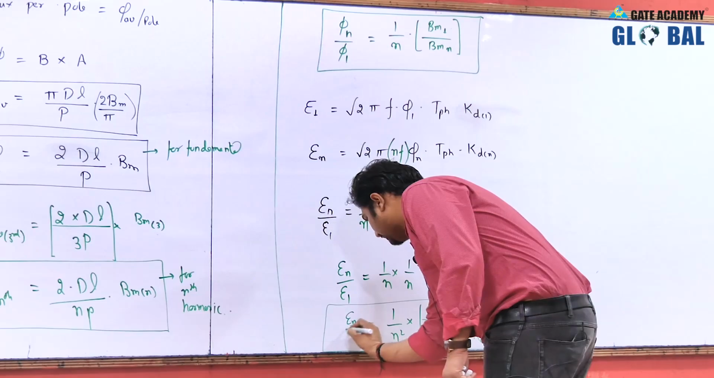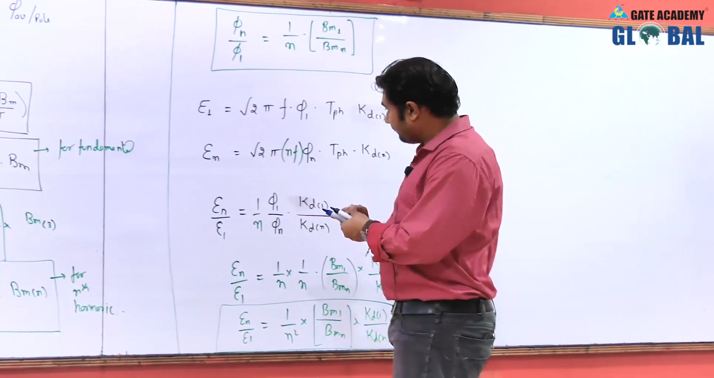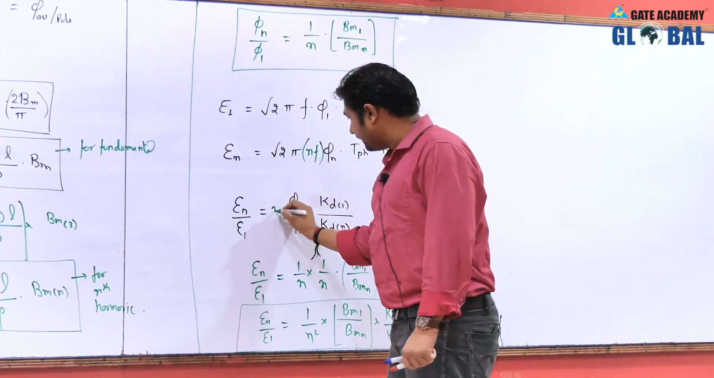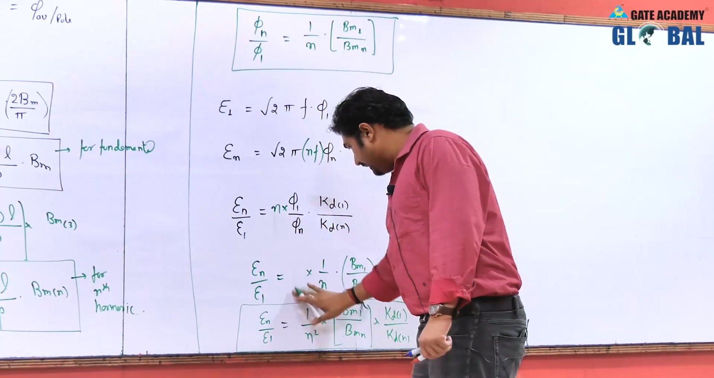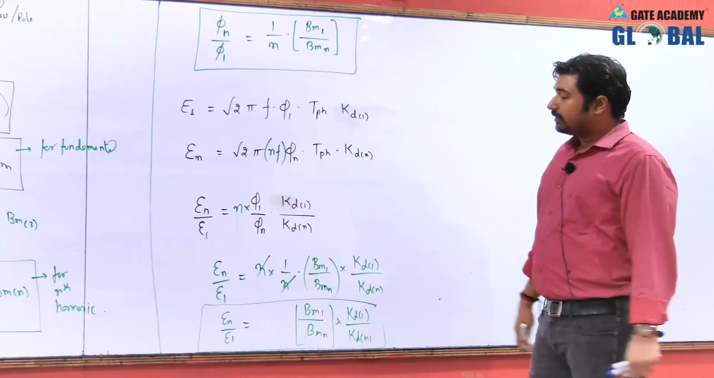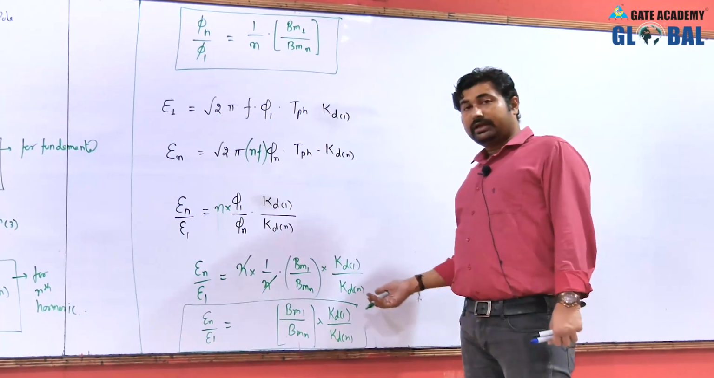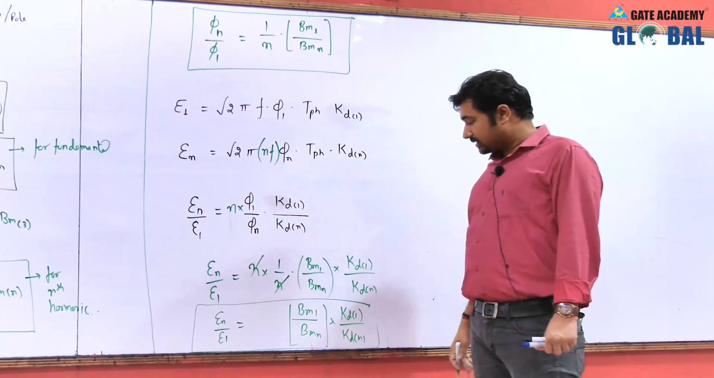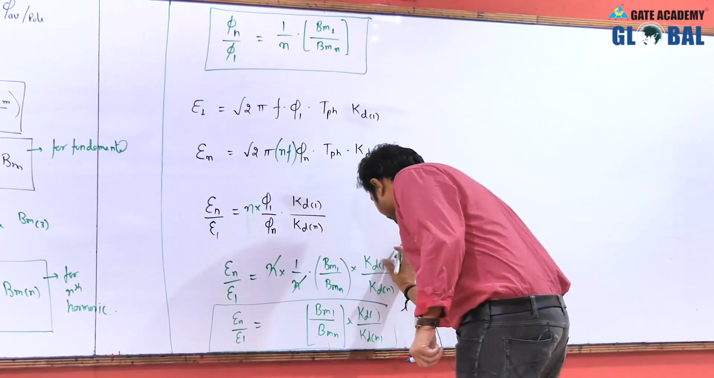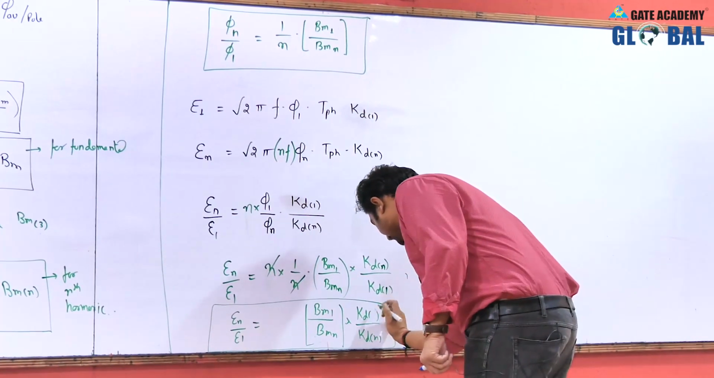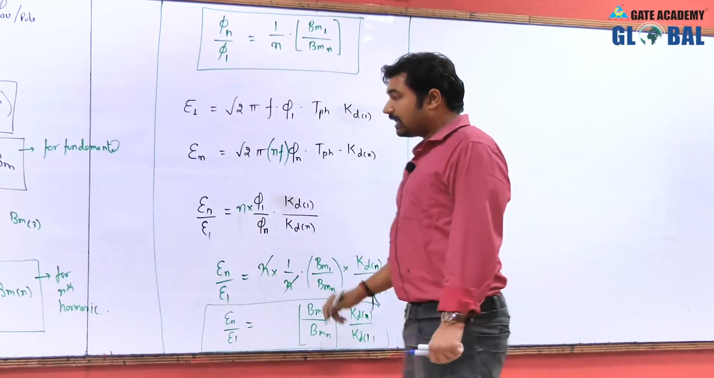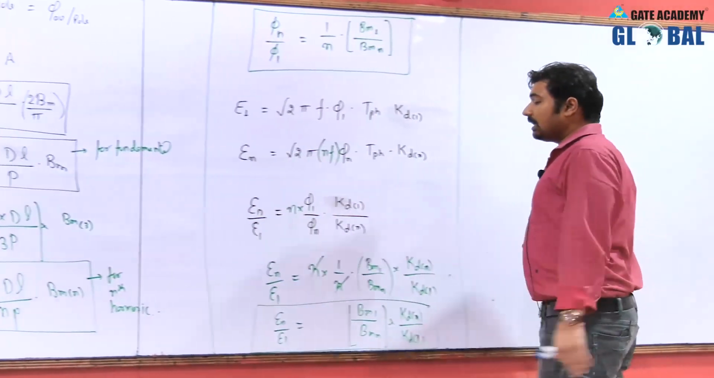This is the relation between nth harmonic voltage and, please see, I have made a mistake, that is En by E1. So this will become nf by f, that will become n times. So n and 1 by n will cancel out, and you may represent it in this way. So nth harmonic voltage to fundamental voltage is nth harmonic maximum flux density to fundamental maximum flux density into Kd1 by Kd of nth harmonic. So please correct it. Is it okay? So we can find the relation between nth harmonic voltage and fundamental voltage.